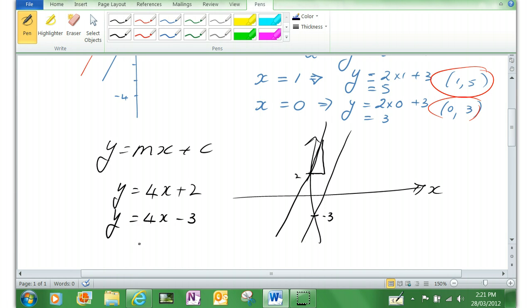What I'd like you to do now is to have a look at exercise 1D and plough your way through some of those ideas. Good luck.